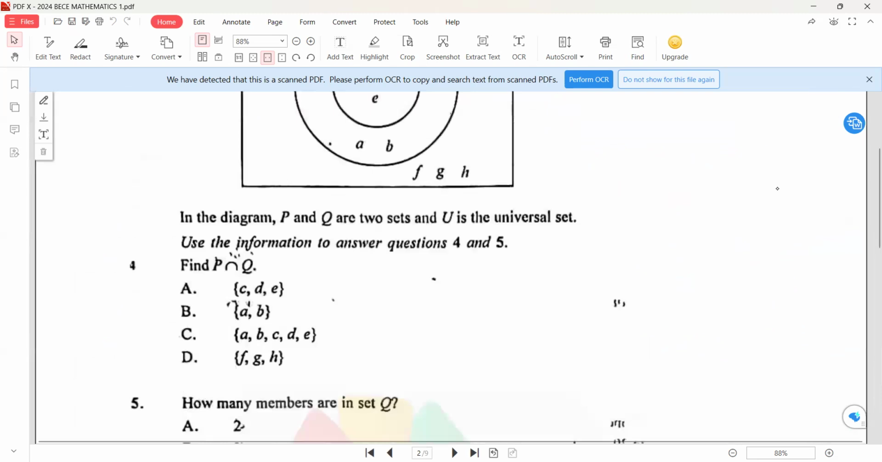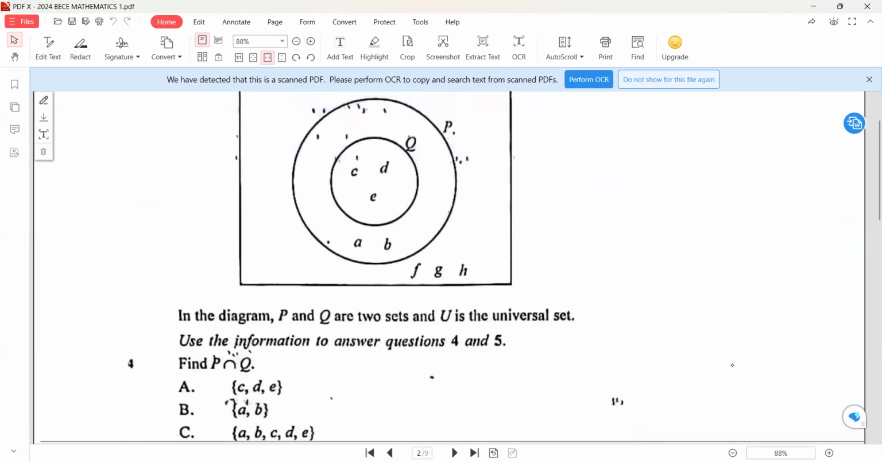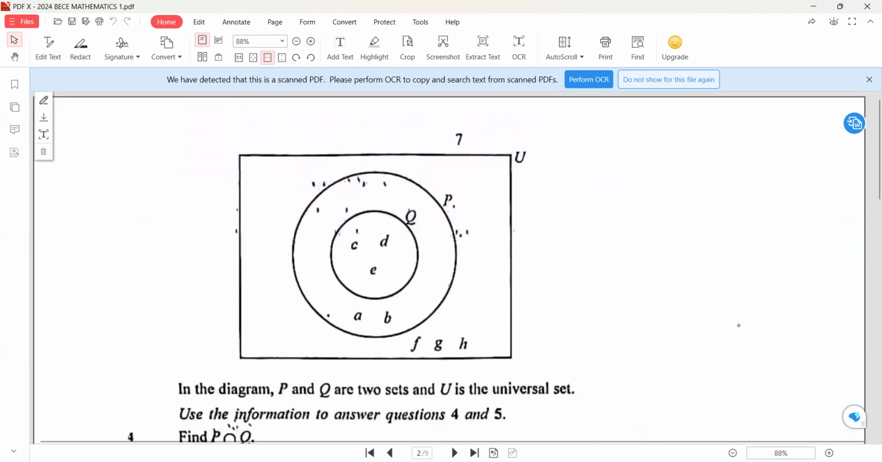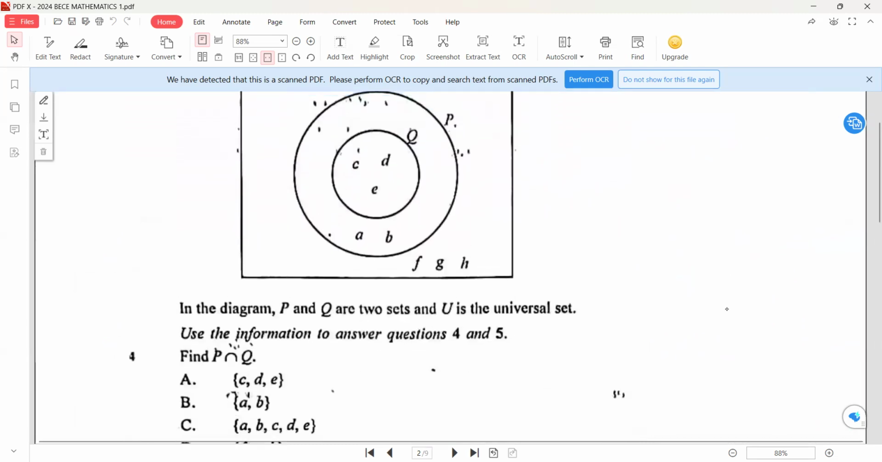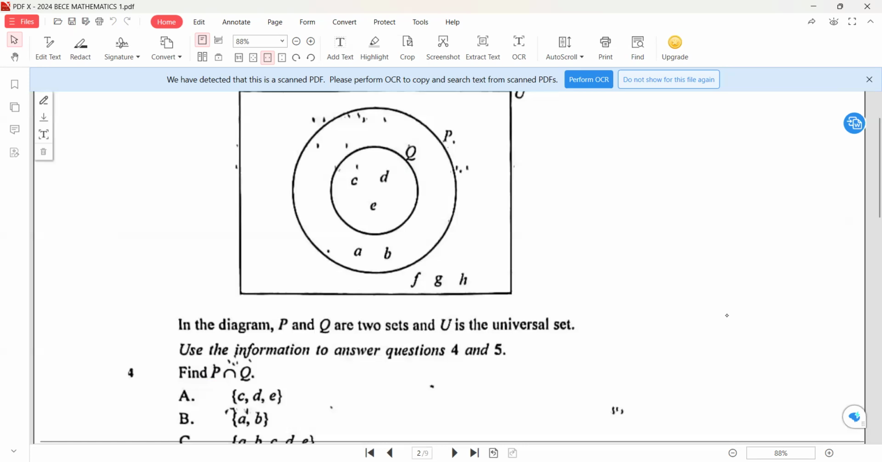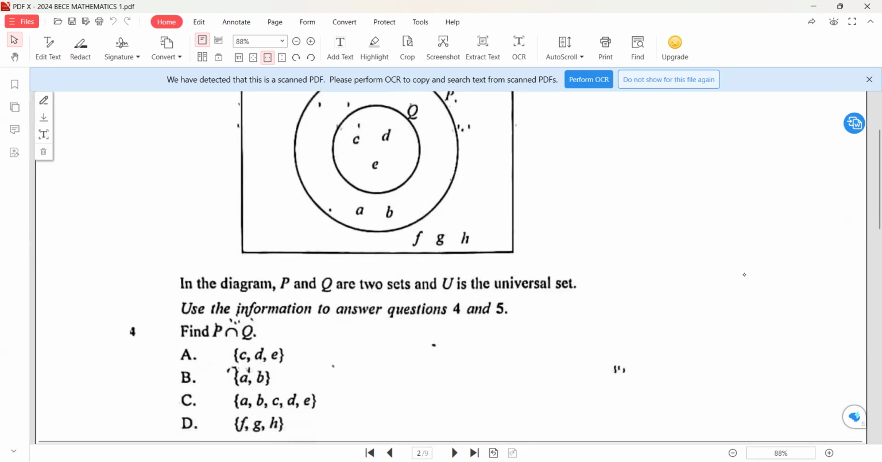Next question is question 4. We are being asked to use the information above. P and Q are two sets in the universal set. The intersection of these two sets is what is common. See that Q is inside P, so Q is the intersection of P and Q. So the right answer should be A. Everything in Q, which is C, D, and E.